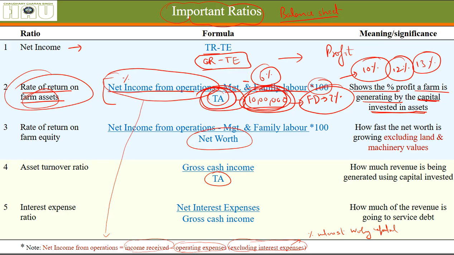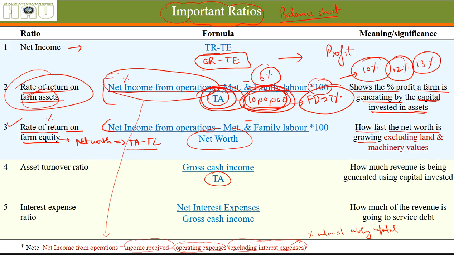Okay, now let's move on to the other one, rate of return on farm equity. Another percentage rate of return we are talking about. Farm equity is net worth. Net worth is given by total assets minus total liabilities. The numerator part is the same: net income from farm operation minus management charges minus family labor charges into 100, divided by net worth. What does it mean actually? It tells us how fast the net worth is growing. Okay, how fast our net worth is growing.